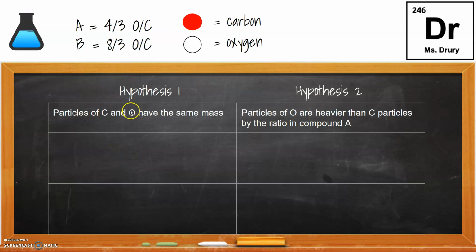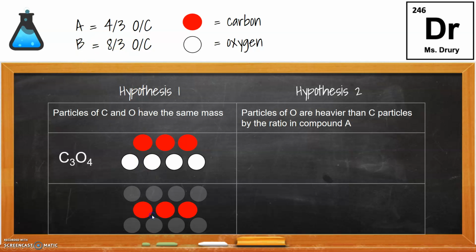If C and O have the same mass, that means that in compound A, there are 4 oxygens for every 3 carbons, because of the same mass. Right, so the oxygens are white and the carbons are red. And then it means in compound B, there would have to be 8 oxygens, so 8 whites for every 3 carbons, or 3 reds. And these would be their compounds. This is what they would look like.